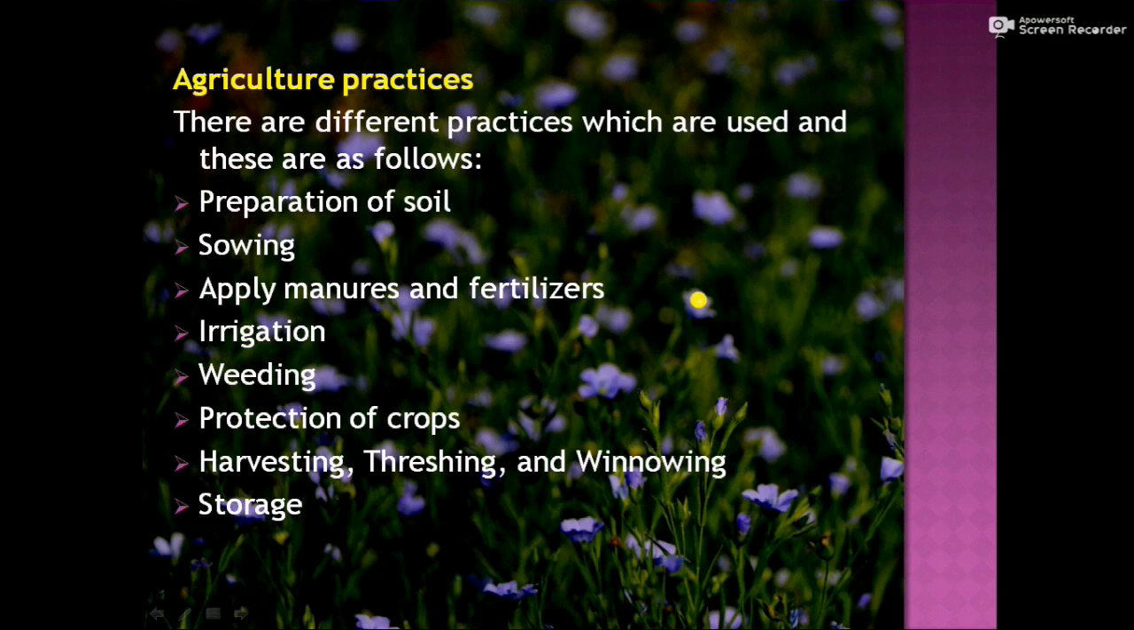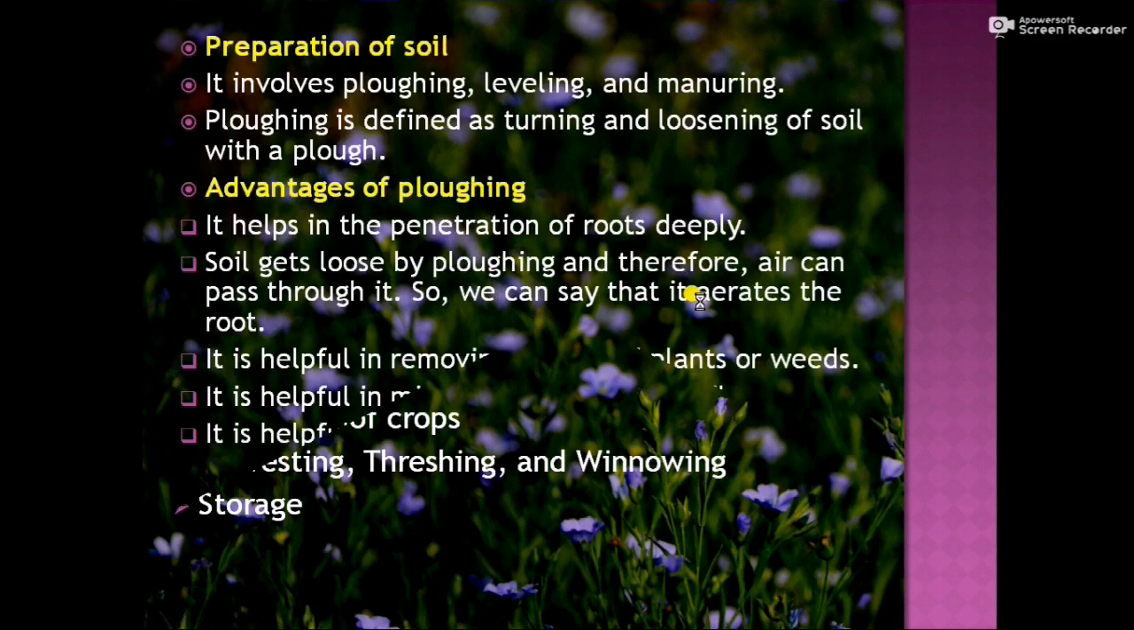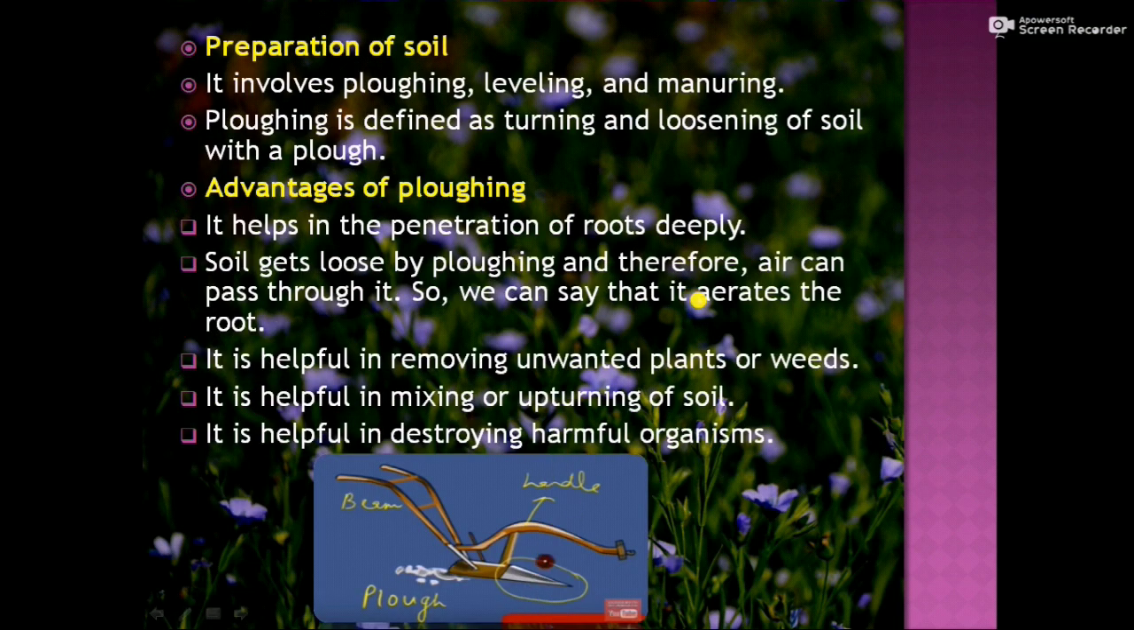Now agriculture practices. There are different practices which are used and these are as follows: preparation of soil, sowing, applying manure and fertilizer, irrigation, weeding, protection of crop, harvesting, threshing, winnowing and last, storage. Let's discuss different agriculture practices. First, preparation of soil. It involves ploughing, leveling and manuring.